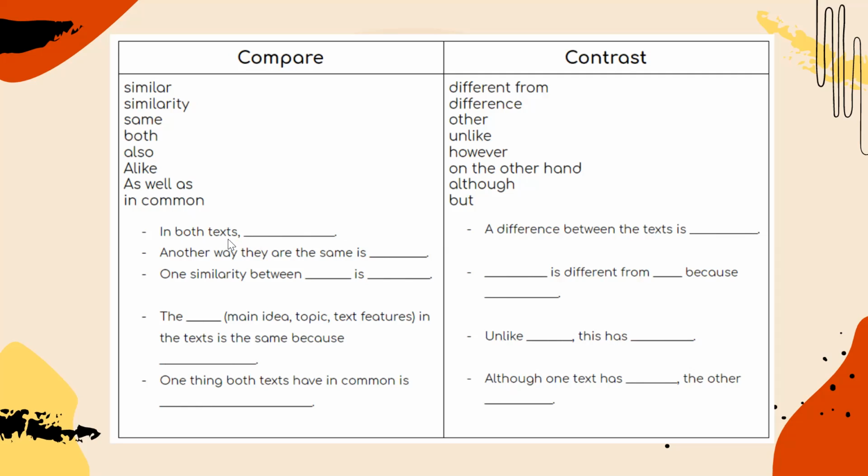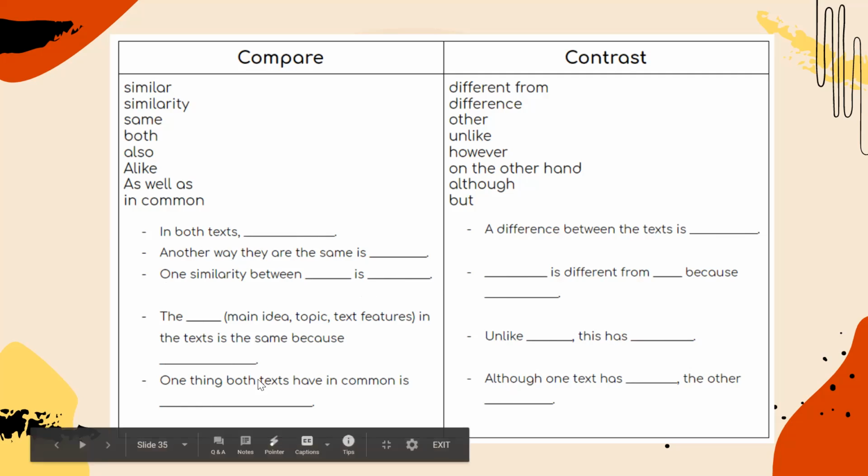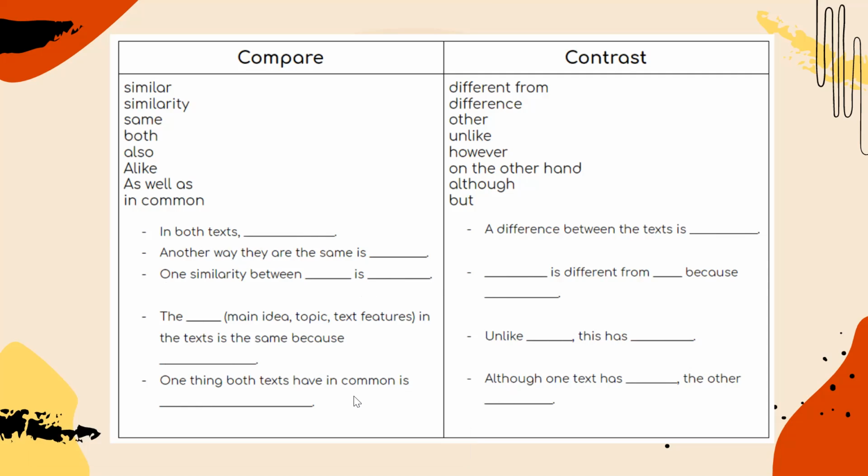I could say in both texts, blank, this happened. Or in both texts, the characters are blah, blah, blah, especially when we have a series, right? If we think about Dogman or Captain Underpants, in every single book, the characters, those main characters, are the same. So that would be something that we could compare. One similarity between blank and blank is, and you would tell me, one thing both texts have in common is, so when we're answering questions about these books, we want to make sure that we are using full sentences.